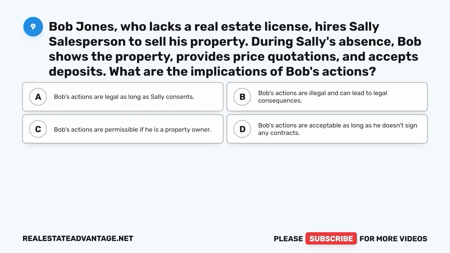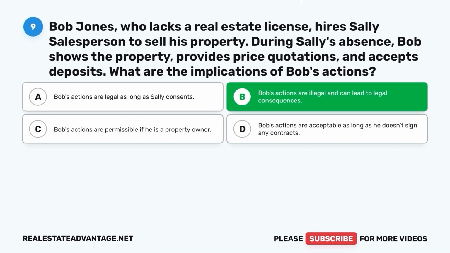A. Bob's actions are legal as long as Sally consents. B. Bob's actions are illegal and can lead to legal consequences. C. Bob's actions are permissible if he is a property owner. D. Bob's actions are acceptable as long as he doesn't sign any contracts. The correct answer is B.